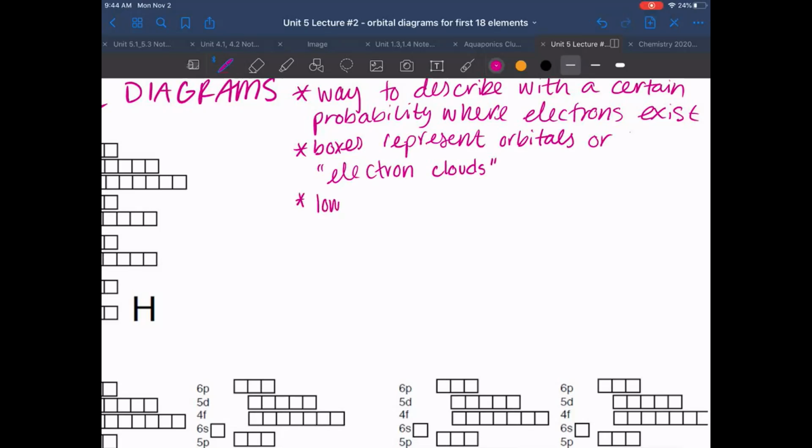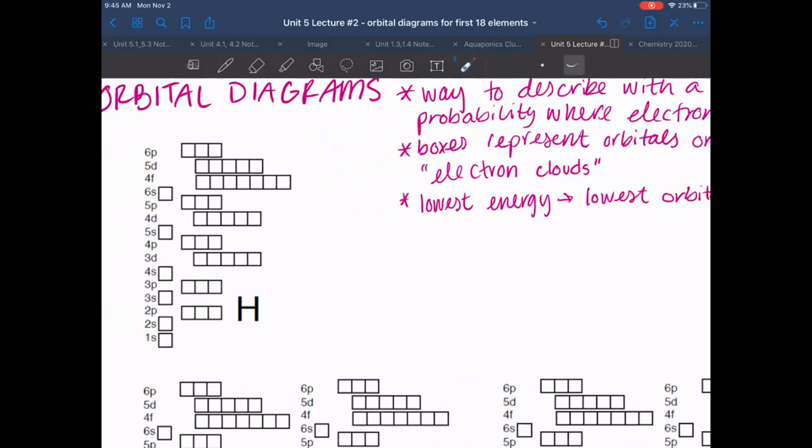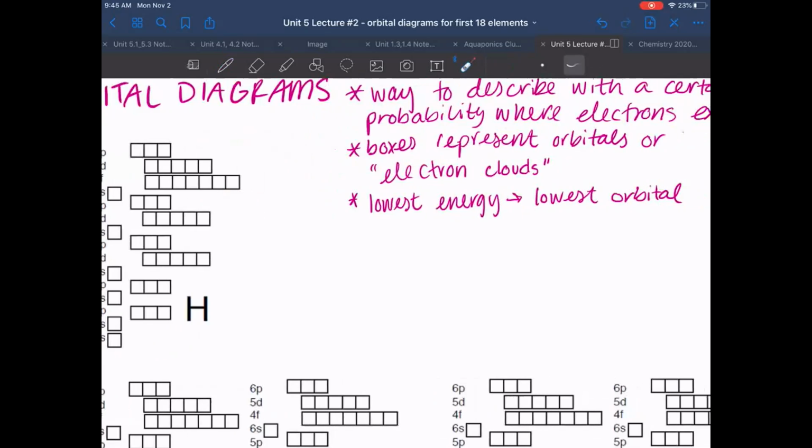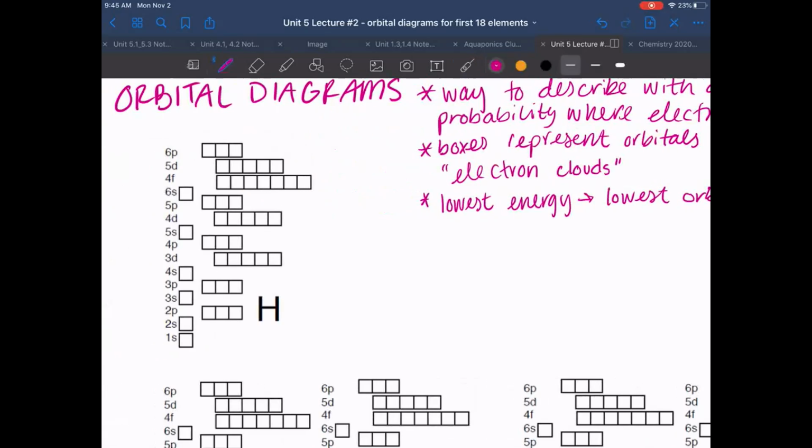The lowest energy, that's the lowest orbital. And as they increase in energy, it increases upwards. So down here is where the lower orbitals are, and then the higher energy orbitals exist. There's this increase in energy from bottom to top, so I'm going to put that like this too. Remember that big E stands for energy.